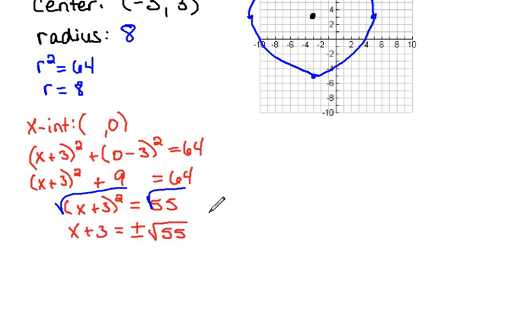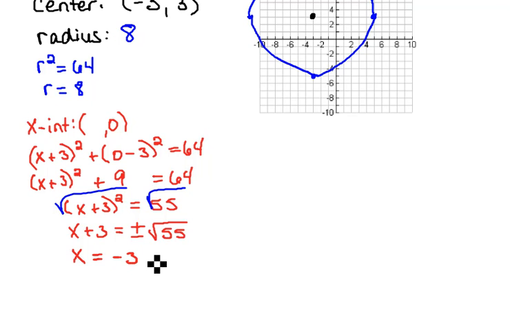Now 55 only has 5 times 11 and 1 times 55 as its factors. So since neither one of those contain a perfect square, that's as far down as we can simplify the square root of 55. Now we can subtract 3 from both sides to get x alone.